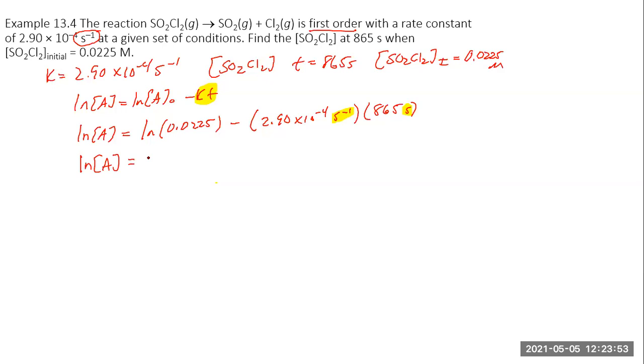We're going to subtract it from 2.9 to the minus 4 times 865. And if I'm not mistaken, we will end up with something like minus 4.0451. We now need to get rid of our natural log. To get rid of that, we basically take the inverse of the natural log, which is that E value. So we're going to take E on both sides.